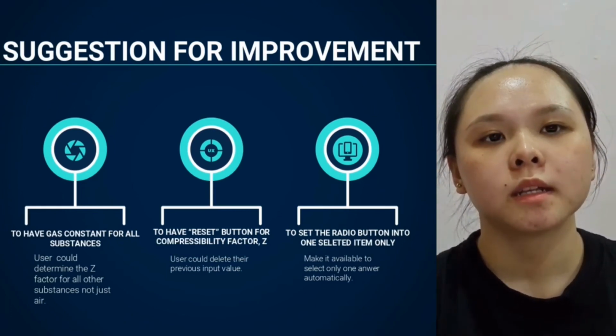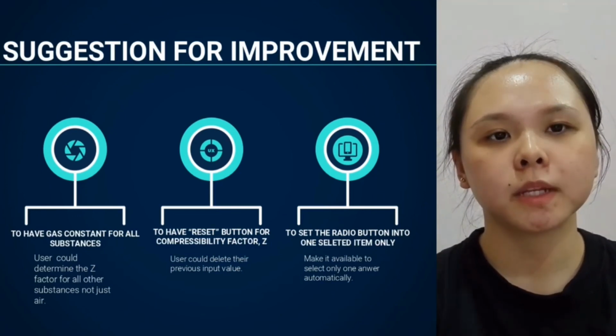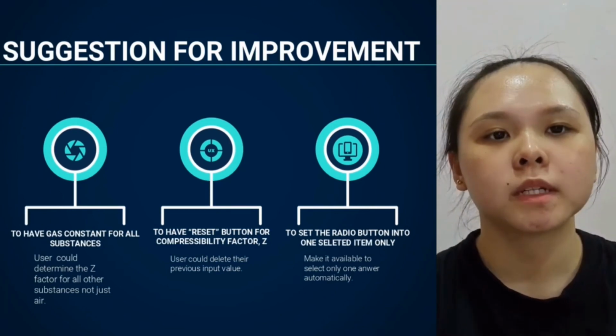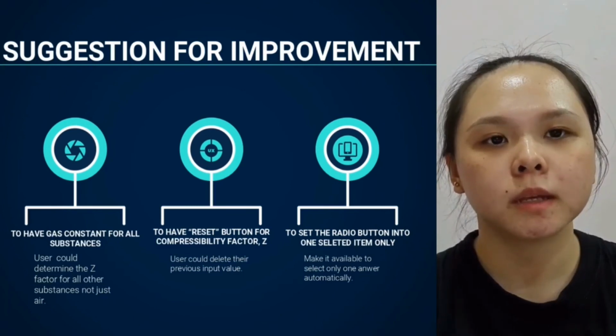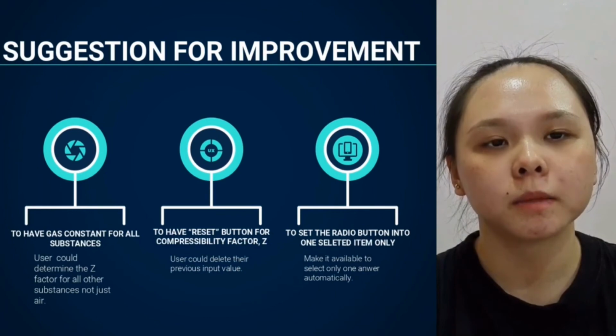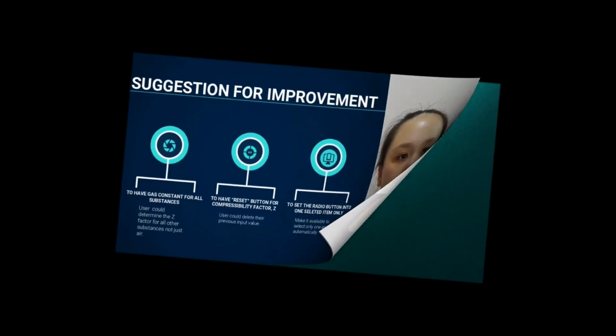Besides that, our project should have a reset button for compressibility factors GUI. The user can delete their previous input value that was inserted previously. Also, we should set the radio button into one selected item only. By this, user can only select one answer automatically.